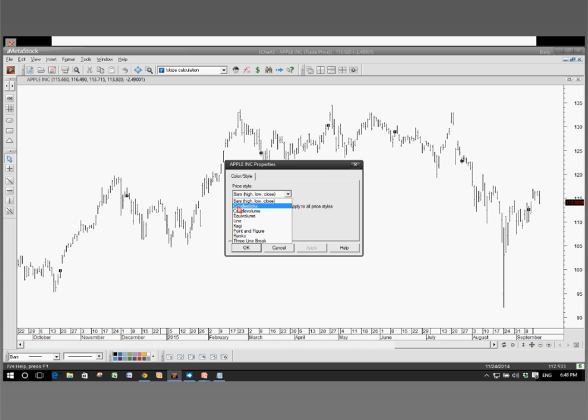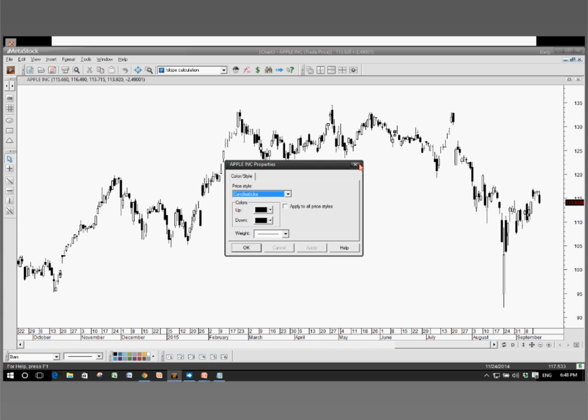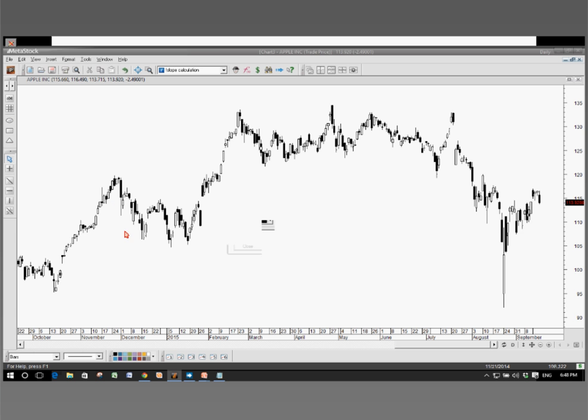There's two types of candlesticks. I probably would recommend candlesticks, but candle volume just makes the bars thicker if there's more volume. So if you like volume analysis, you might want to do that. I'll just go ahead and apply that. Very, very easy to do. Again, simply what you're going to do is just that.